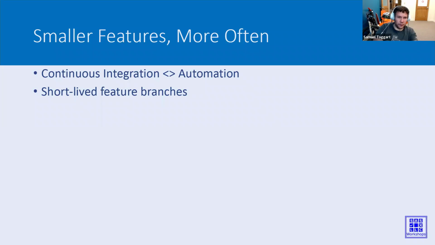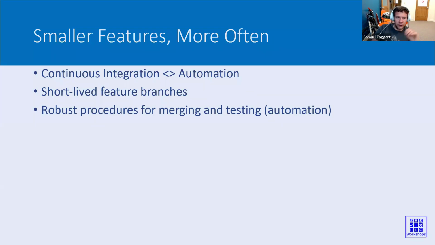And then we've got to create a release, right? So that's the continuous integration part of it. Now, in order to do that well, we need to have some robust procedures for how we merge stuff together and how we bring all those together and how we test it to make sure it actually works. And that's where the automation part comes in.